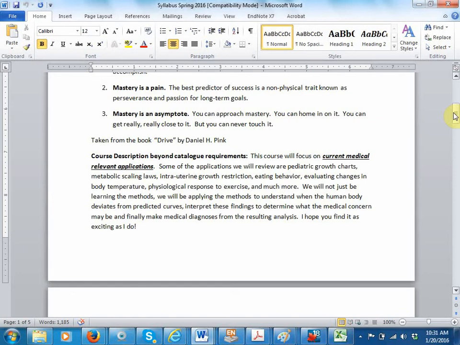Eating behavior. I'm also interested in psychology. It always boils down to that. Evaluating changes in body temperature. Physiological responses to exercise. I like exercise a lot. I'm always curious about exercise. And much more. There are many more things that we have that are applications at our fingertips to learn, to use to motivate the math.